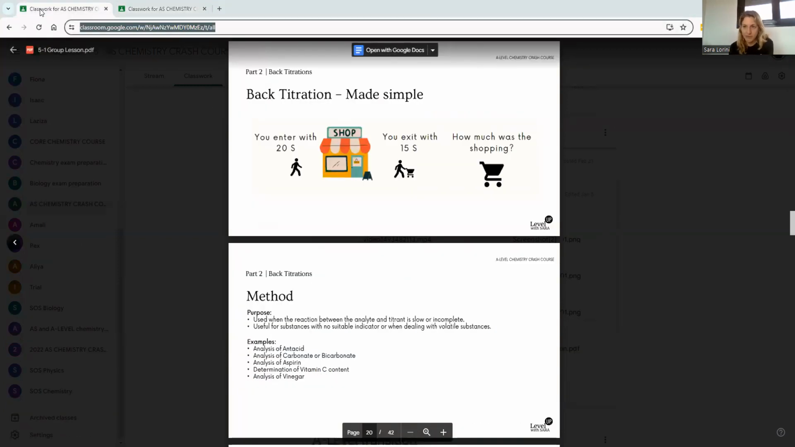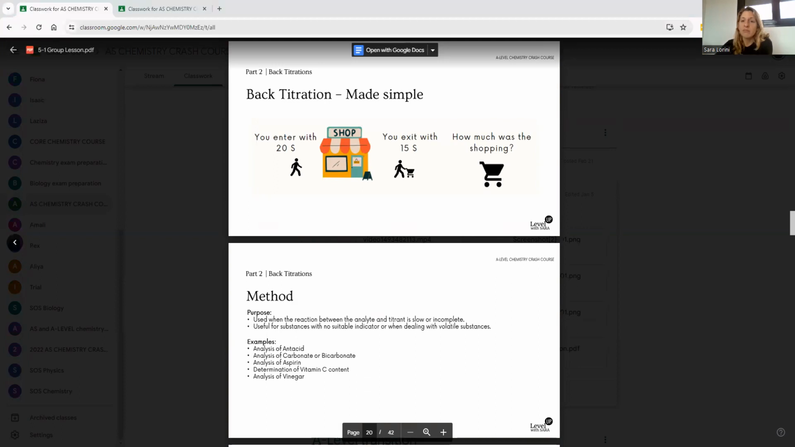But let's get started with a very brief explanation before we get practice. So back titration, we need to really understand the concept and make it very simple. Imagine that you enter a shop and you exit the shop with a certain amount of money, and you want to know how much you spent. You're just going to have to find the difference between your initial amount and your final amount to understand the amount that you spent. So essentially, this is the core concept of back titration.